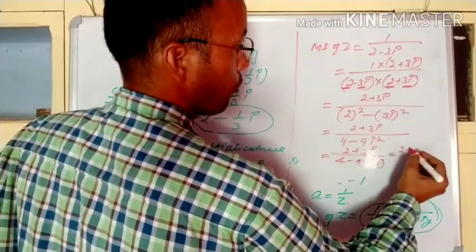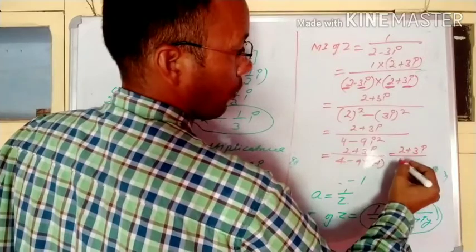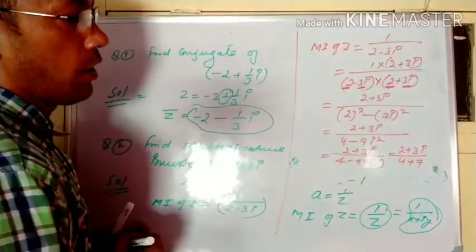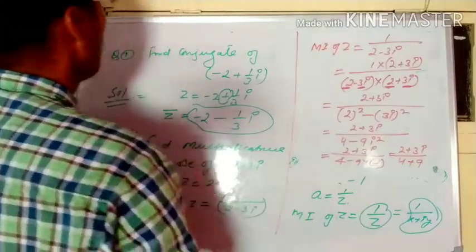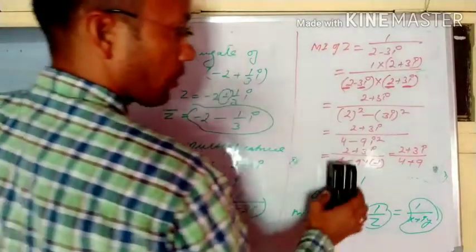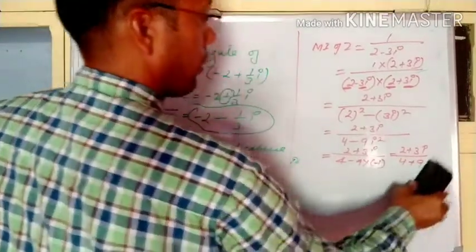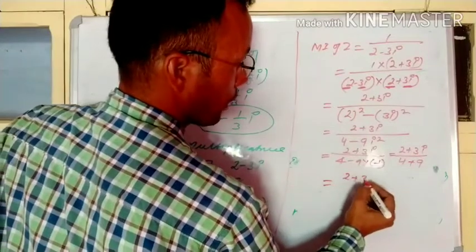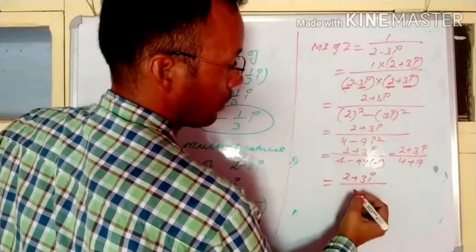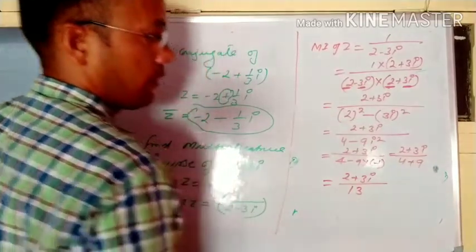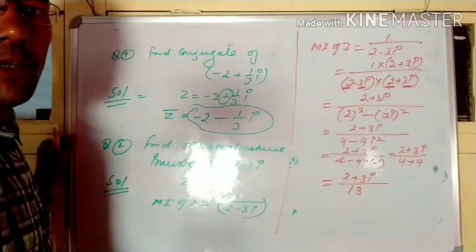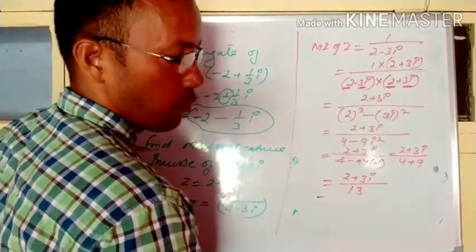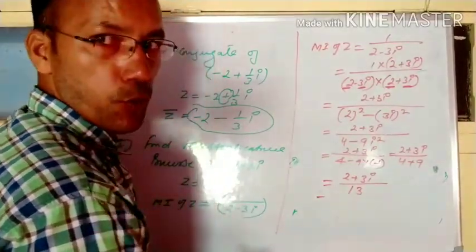So this is equal to 2 plus 3 iota upon 4 plus 9. This is minus into minus, plus. This is 4 plus 9. Now this is equivalent to 2 plus 3 iota upon 13. Now we need it in the form of a plus iota b, that means the LCM of 2 and 3 iota is 13. So de-LCMize this one.